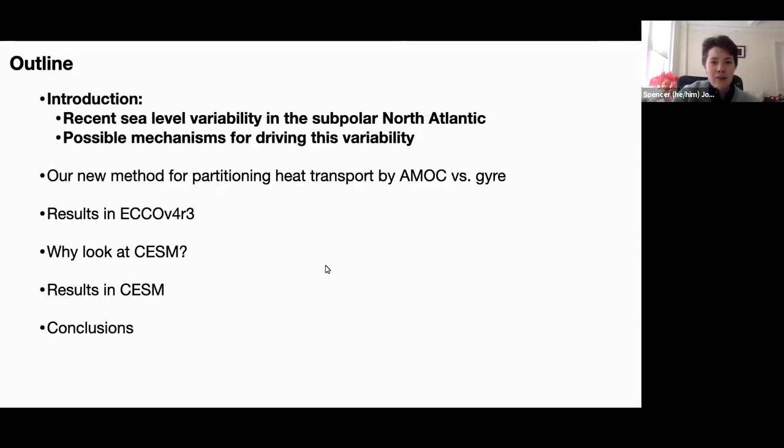So first, I'm going to give you a bit of introduction. I'm going to talk about recent sea level variability in the subpolar North Atlantic, and some possible mechanisms that might be driving this variability. Then I'm going to talk about our new method for partitioning heat transport into heat transport by the AMOC versus heat transport by the gyres. Then I'll show you some results in ECCO V4R3. Then I'll talk a little bit about why I wanted to look at CESM and the CESM large ensemble. I'll show you some results in CESM, and then I'll give you some conclusions.